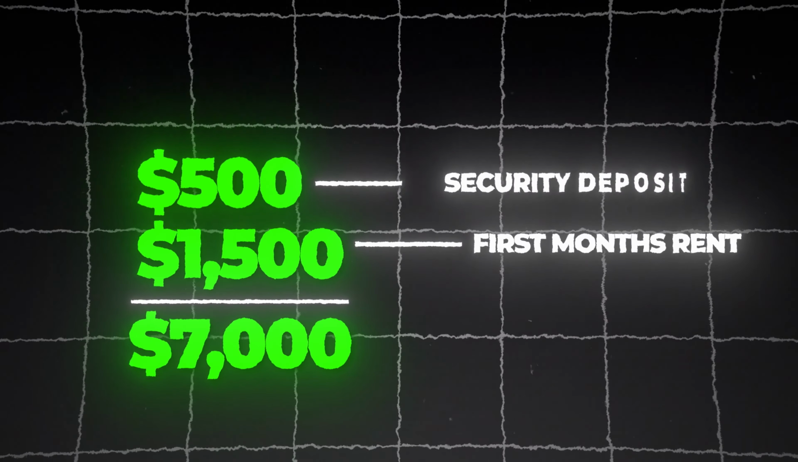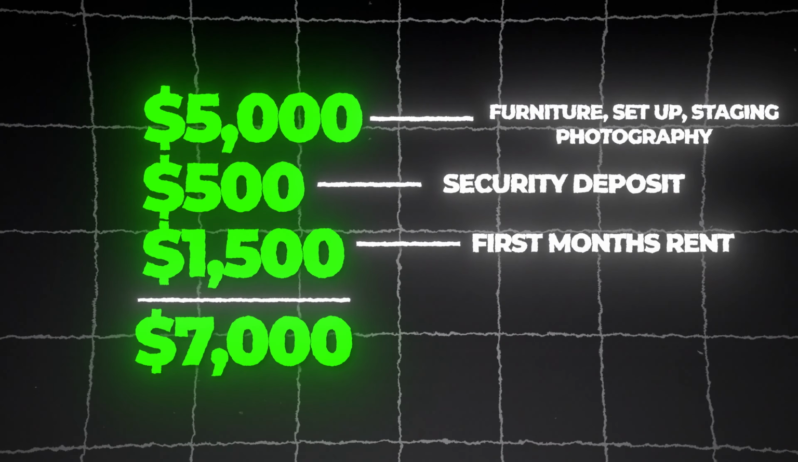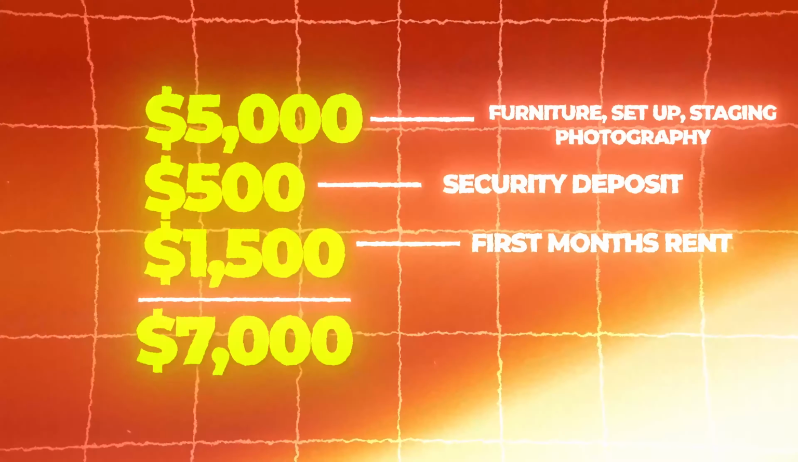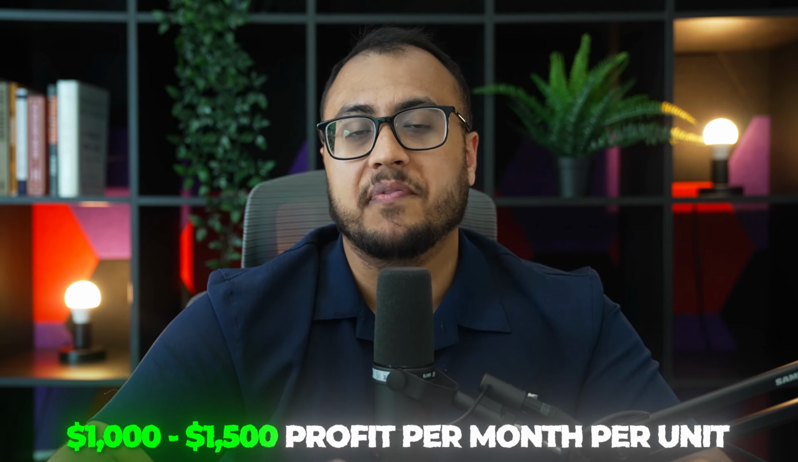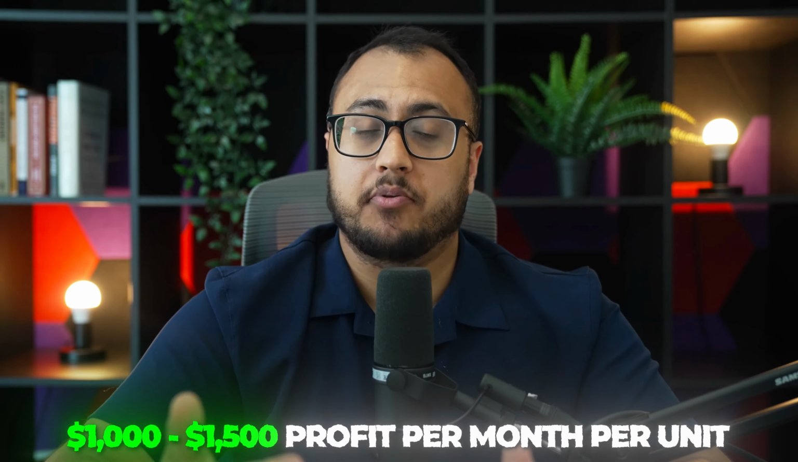So if you were to sign a lease for one 1-bedroom apartment at a rent being $1,500, your total all-in cost to get your foot in the door is going to be $7,000. $1,500 for first month's rent, $500 for security deposit, and $5,000 for your furniture, your setup, your staging, and photography. That's $7,000 all in up front. And remember, if you had concessions, you would delay that $1,500 2-3 months down the road. That means your all-in cost would be only $500. On average, I like to have my units make at least $1,000 to $1,500 in pure net profit per month.